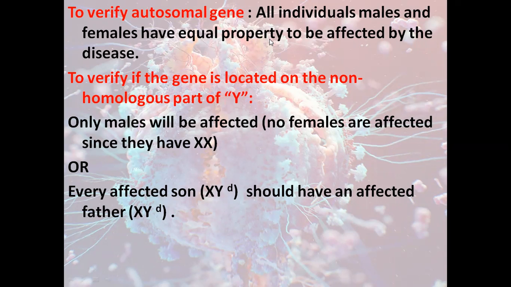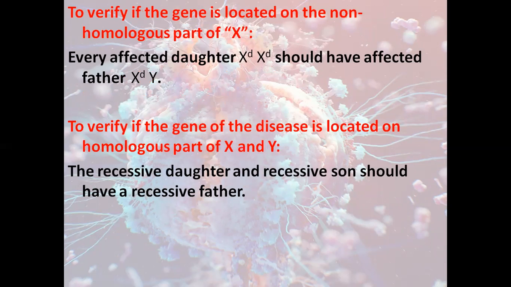Mostly, my students choose to talk about this: only males will be affected, or since we have a female affected, it's not the case, if you want to deny it. And third, if it's located on the non-homologous part of X, every affected daughter should have an affected father. So every affected daughter must have an affected father. If the father is not affected, it's not the case. Here I'm talking about when the disease allele is recessive. Also, to verify if the gene is located on the non-homologous part of X and Y, the recessive daughter and the recessive son should have a recessive father. That is, every daughter and every son that are affected should have an affected father.